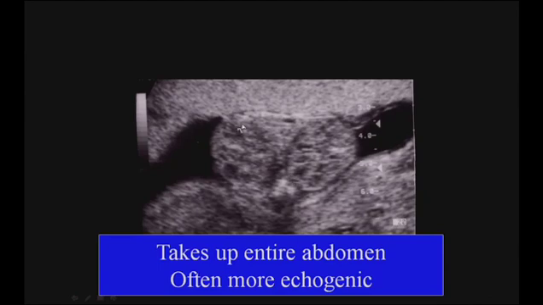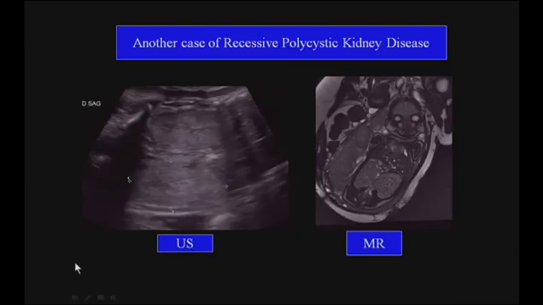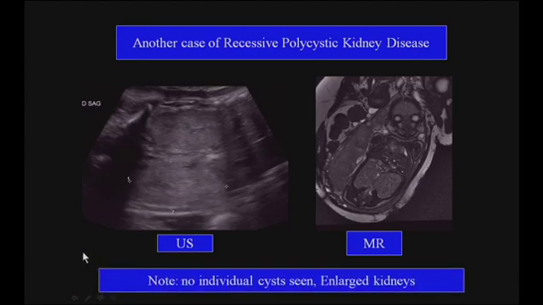This is an example of a transverse image of the abdomen in which the entire abdomen is filled with these two echogenic, somewhat heterogeneous structures, which were due to cystic renal disease in a patient with recessive infantile polycystic kidney disease. This is another example of very large kidneys in which you see no individual cyst. This is someone who had recessive polycystic kidney disease, and this is an MR showing again how large the kidneys are and how much they represent the contents of the upper abdomen.